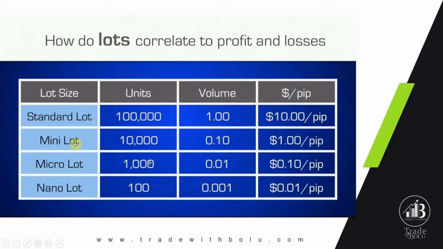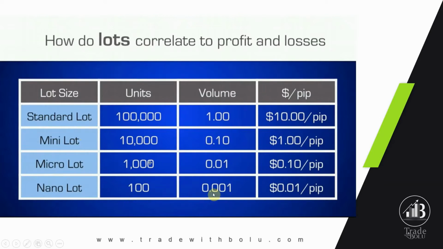So we have the mini lot. The mini lot is made up of 10,000 units, and this is its representation in volume, and this is the monetary value. Then we have the micro lot, which is 1,000 units, with its representation and monetary value. And then we have a nano lot and so forth.